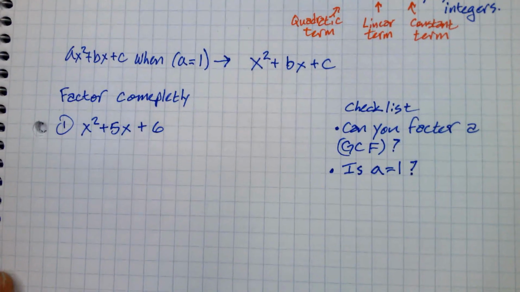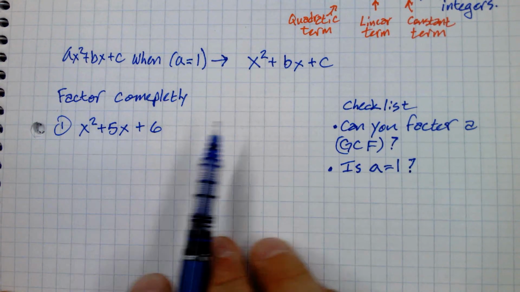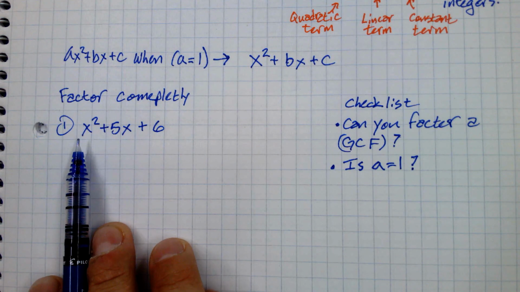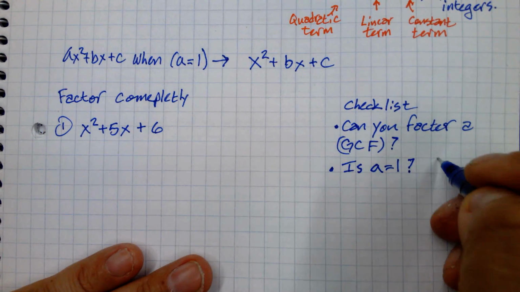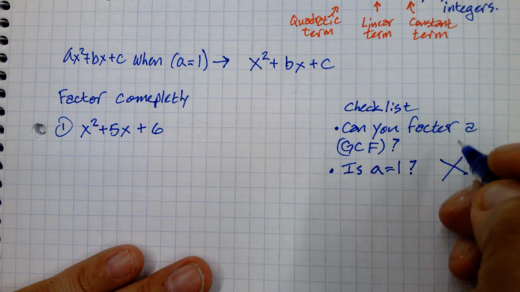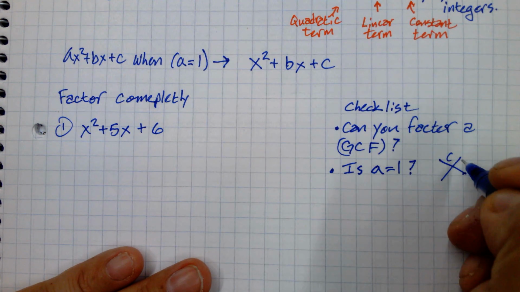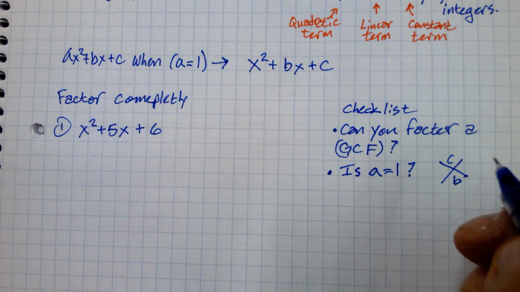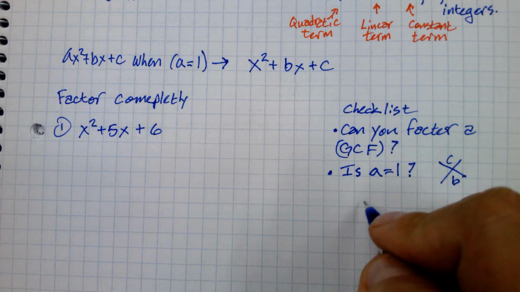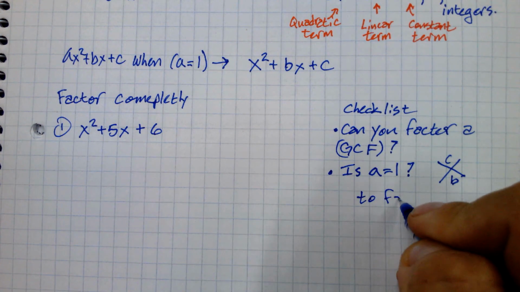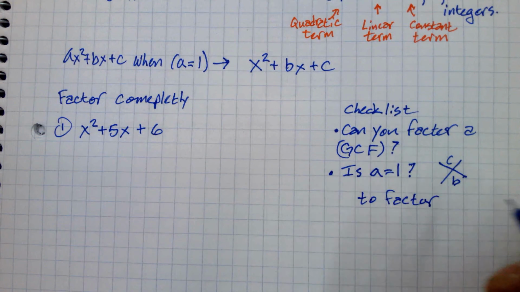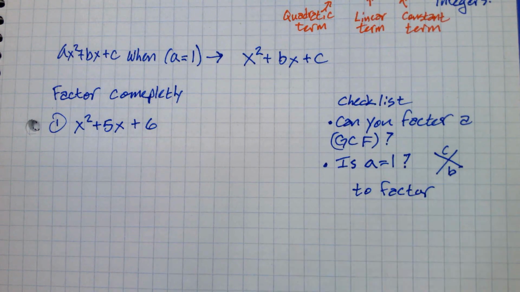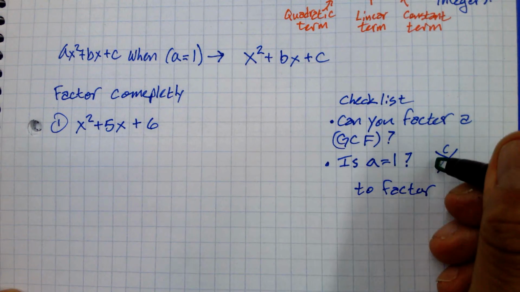Is a equal to 1? Meaning, is it just x squared? Yes. Okay. In that case, you're going to use this form of the diamond problem to factor. So we're going to use this form of the x problem to factor. And we're going to be looking for these numbers.